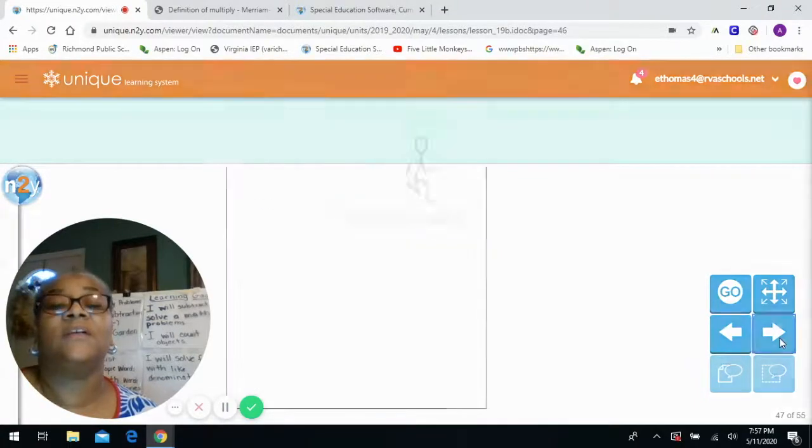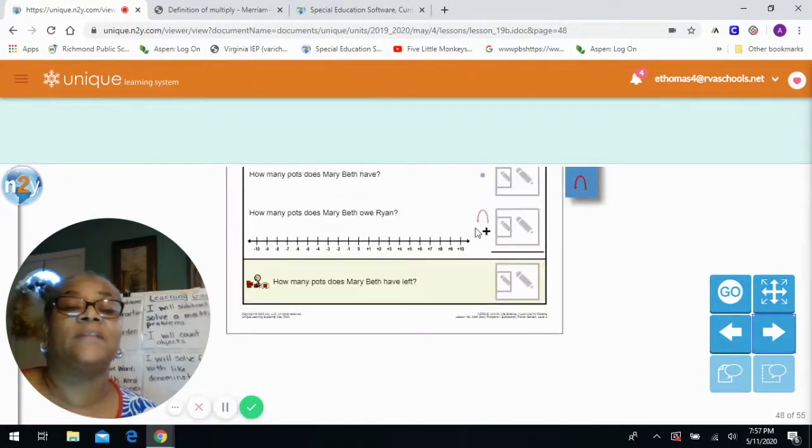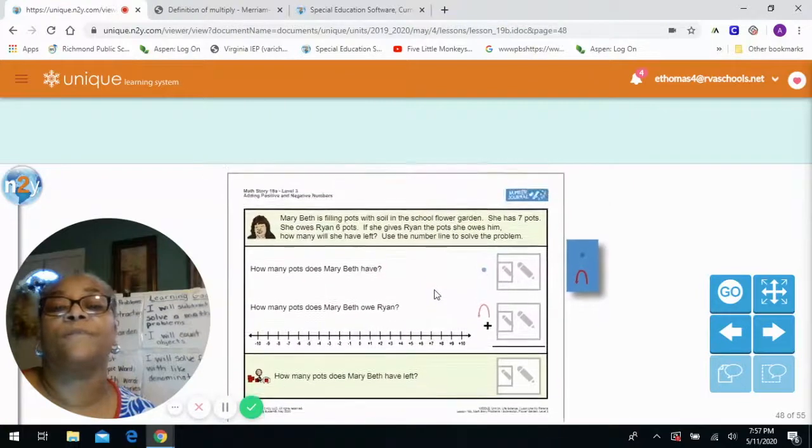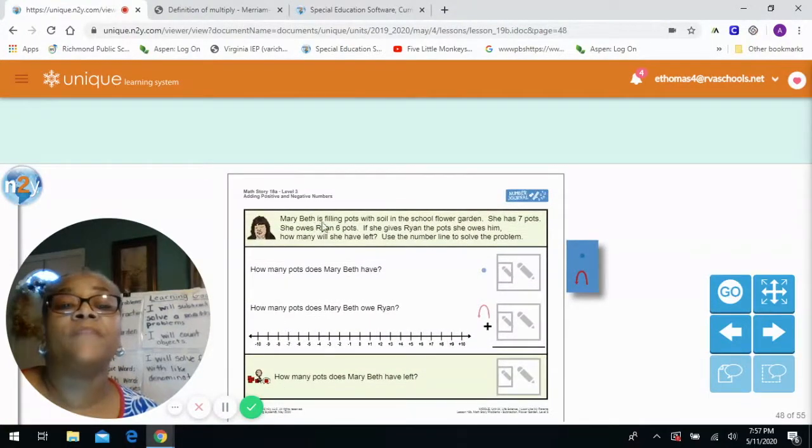Okay, so let's see if we can add some. Okay, here we go. Mary Beth is filling pots with soil in the school flower garden. She has 7 pots. She owes Ryan 6 pots. If she gives Ryan the pots she owes him, how many will she have left? Use the number line to solve the problem.